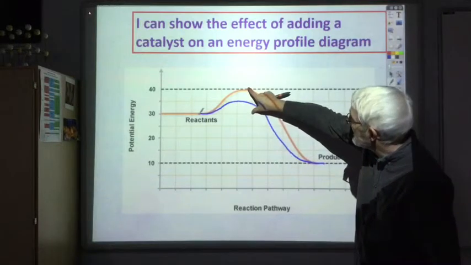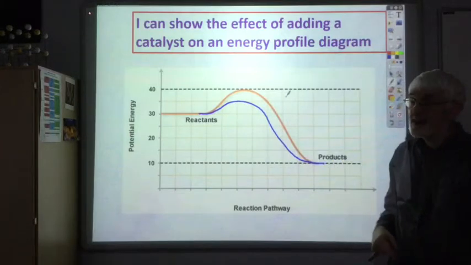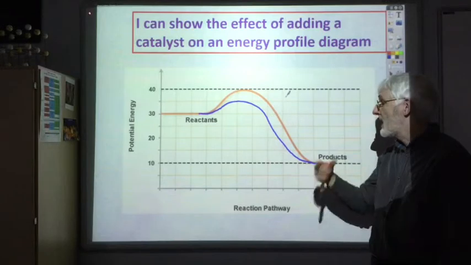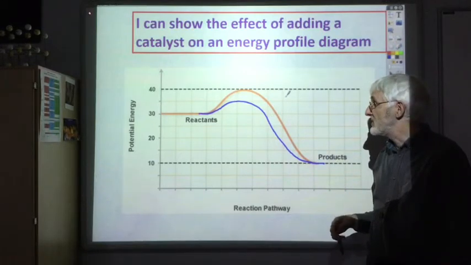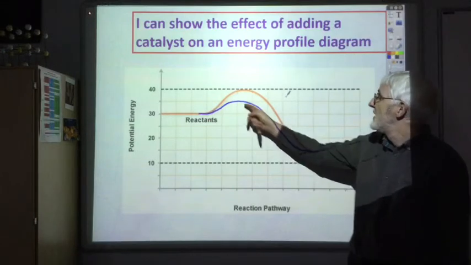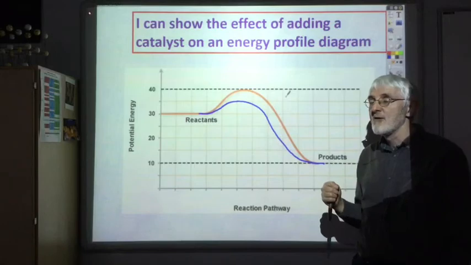You've reduced the activation energy from 10 to 5, hence making it easier for the reactants to form the activated complex, hence increasing the speed of reaction. So just make sure you start at the same point, end at the same point, you just don't go quite as high. So you provide an alternative pathway for the reaction.